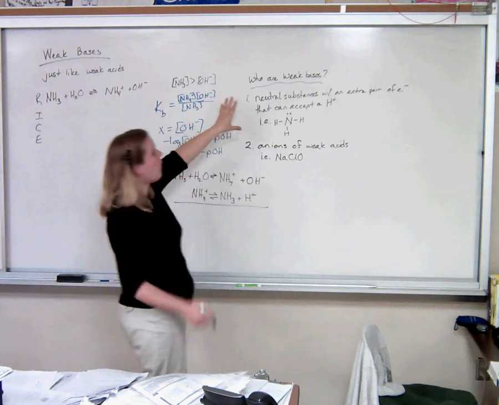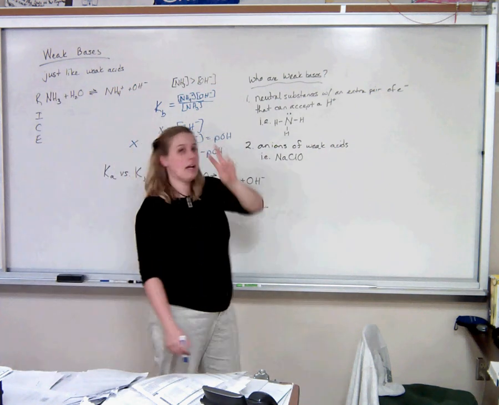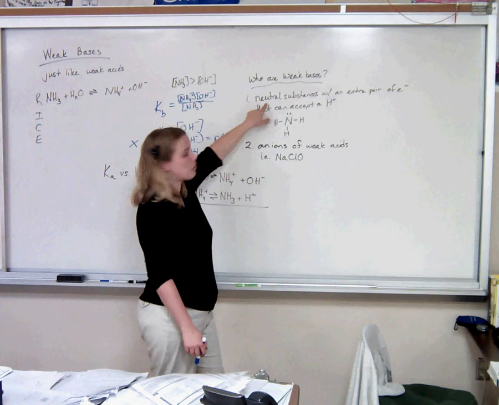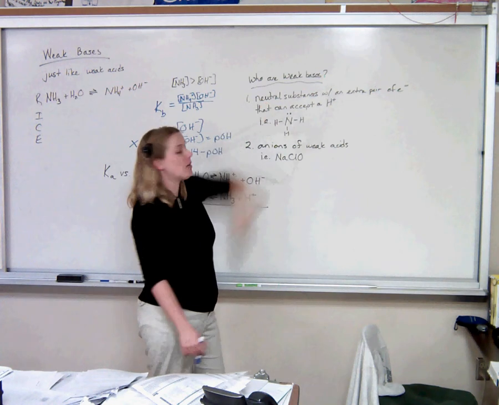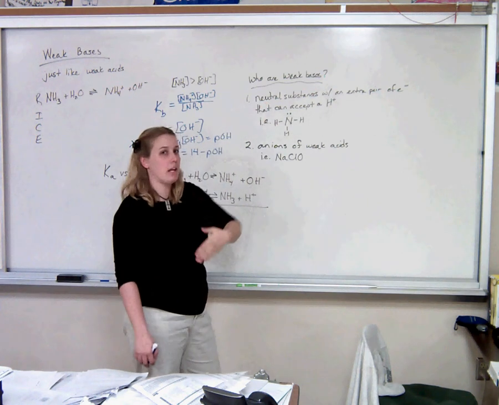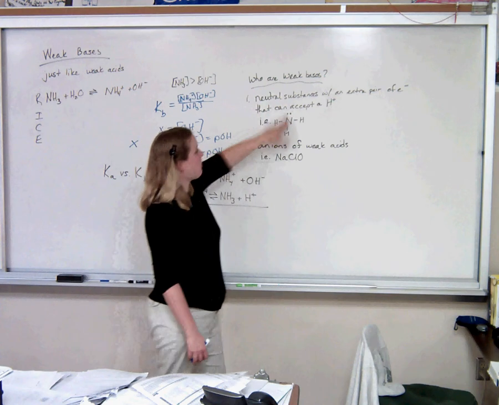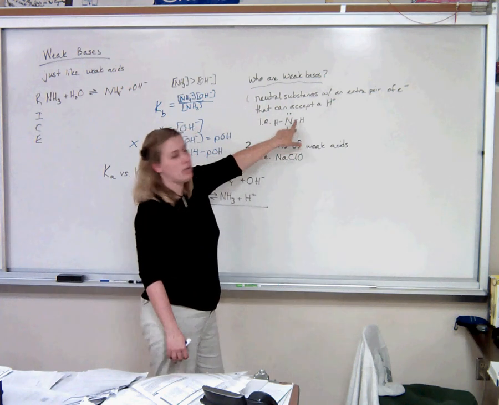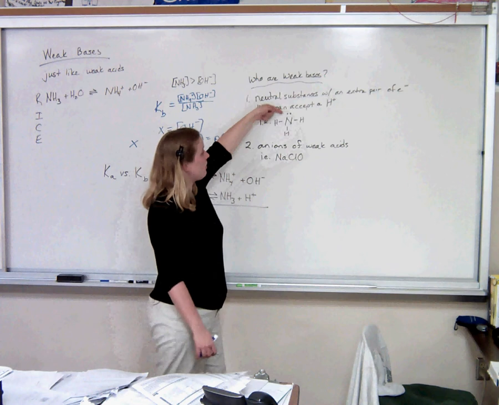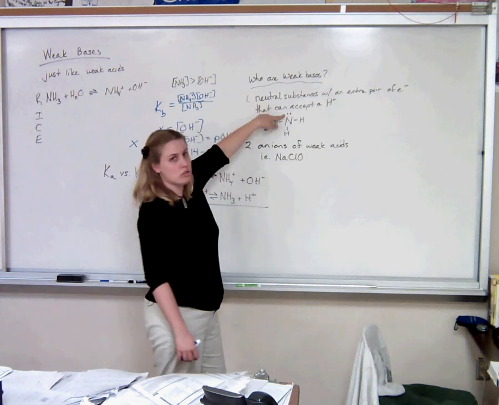So who are the weak bases? You have two categories of weak bases. One, they could be a neutral substance. If they're a neutral substance, they have to have an extra pair of electrons to accept that hydrogen ion. So, for example, ammonia is a very common weak base. Ammonia has nitrogen, and nitrogen has an extra pair of electrons here.